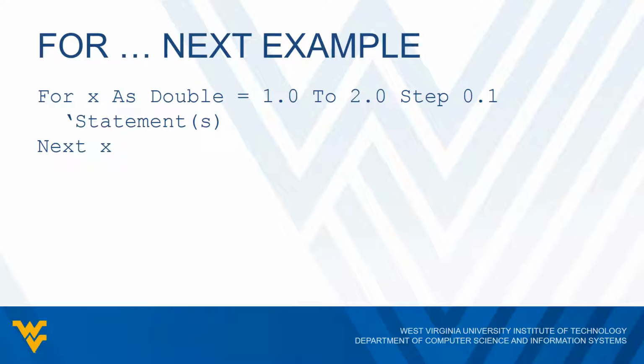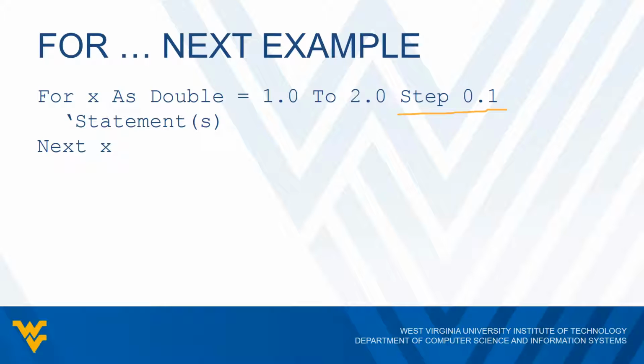Here is an example of a for next loop. And so we see that we have for x as double. So we don't have to use k for our loop control variable. We can use whatever we want. So x is a double. That's initially 1.0. And we're going to continue this as long as it goes up to and including 2.0. And then notice that we have this step 0.1 here. You probably haven't seen this before, but we'll talk about this in just a little bit.